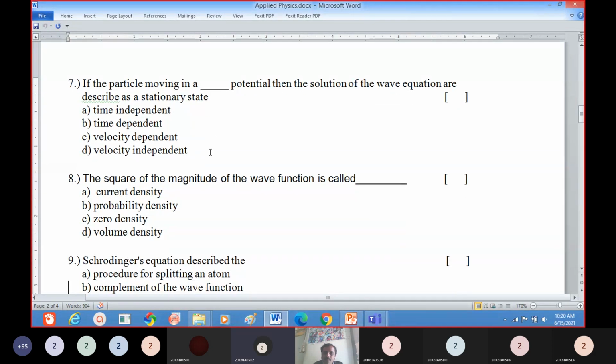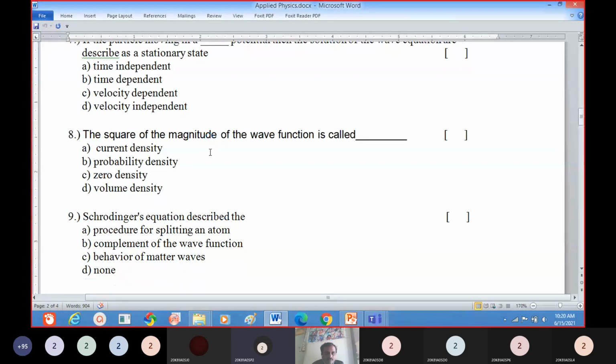Option A is the correct answer. Next, the square of the magnitude of the wave function is called the probability density. Probability, current density, zero density and volume density are not correct. The only answer is probability density, so option B is the answer.